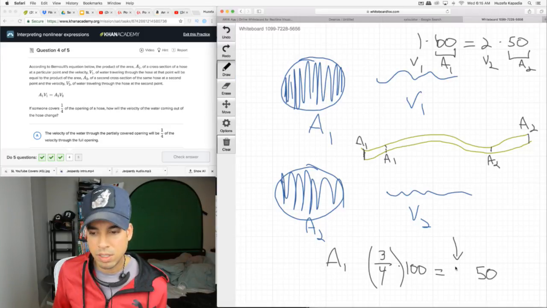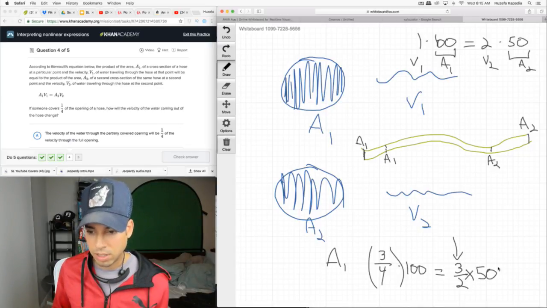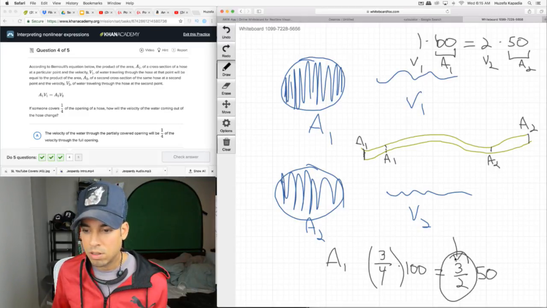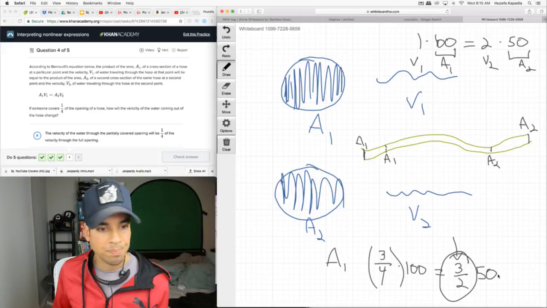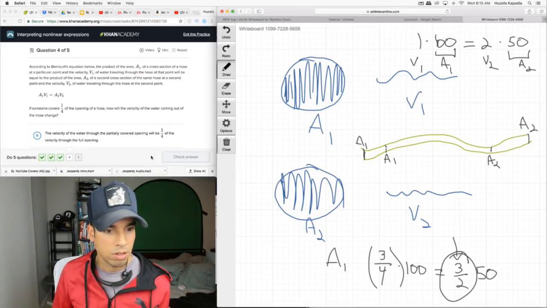So what times 50? That would actually be 3/2. And you could isolate this. You could put an x here and calculate it, but I can tell you that I know 1.5 times 50 is 75. So what is happening? The velocity is dropping from 2 to 3/2. So the velocity also has to shift down by 1/4.